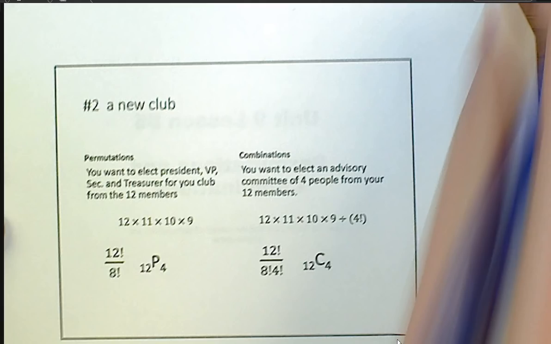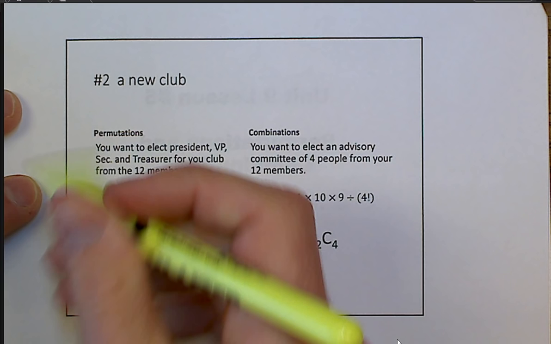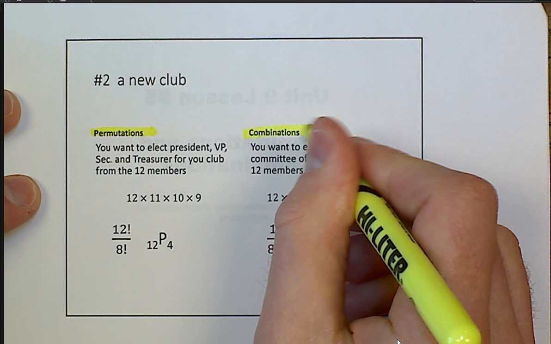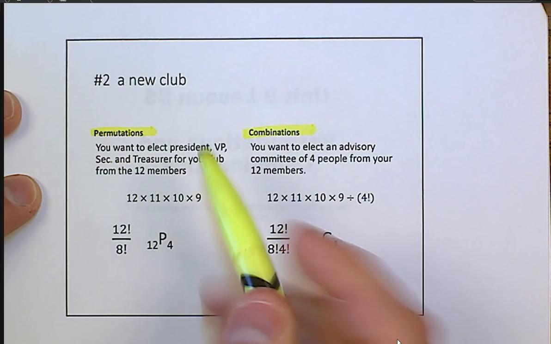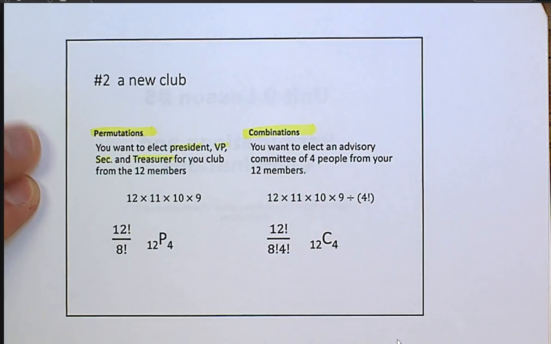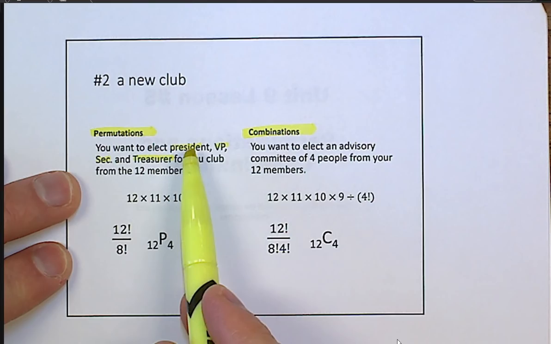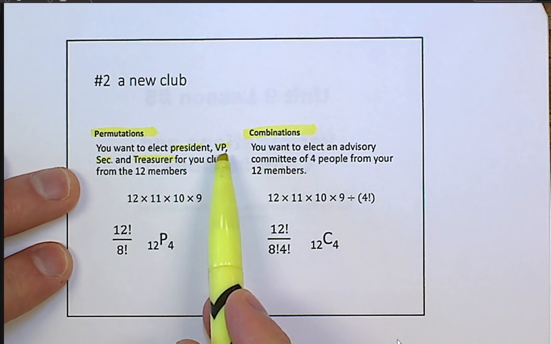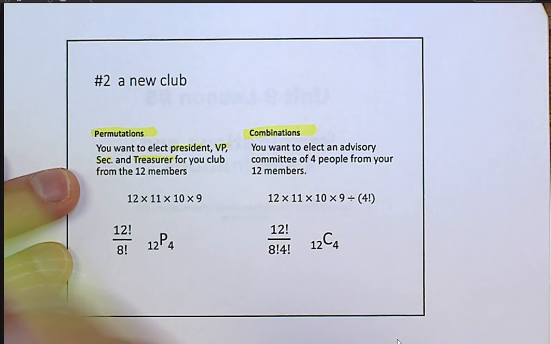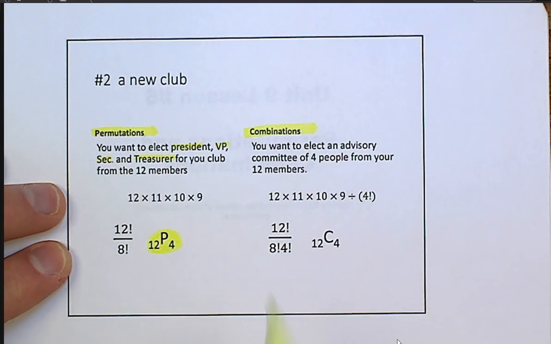This is almost identical to what we just did, so I'm not going to spend too much time on it, but again, I'm just going to highlight the differences between the two. So this is an example of a permutation. You want to elect a president, a VP, a secretary, and a treasurer for your club from the 12 members. So order matters here. You're selecting a specific president, a specific VP, secretary, and treasurer. It's not just 4 random people in those spots. You want a specific person, so order matters. And so then that means you would use a permutation, okay?